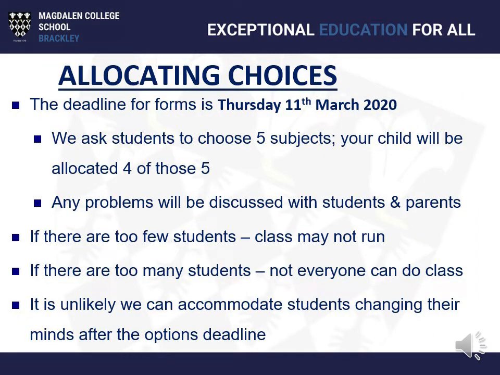Now the deadline for forms is 11th of March, as I mentioned. We do ask students to choose 5 subjects. That gives us flexibility to make sure the majority of students can choose subjects to study that they want to do. And we'll allocate 4 of those 5 to your child. Any problems with that, I'll come back to you and come back to your child and discuss it and explain why. Now, just because you put something number 1 does not mean that that's automatically going to happen.